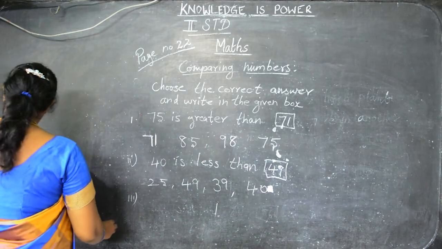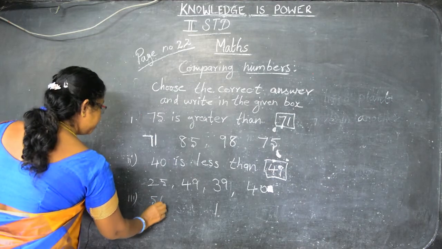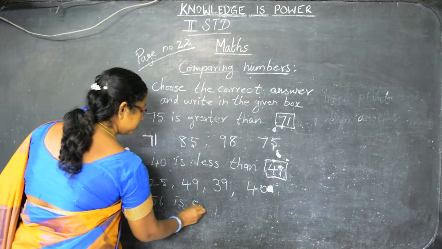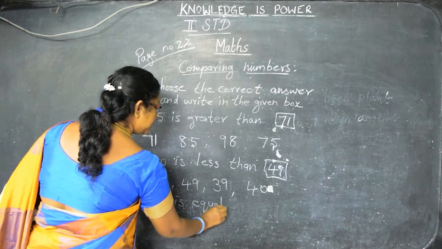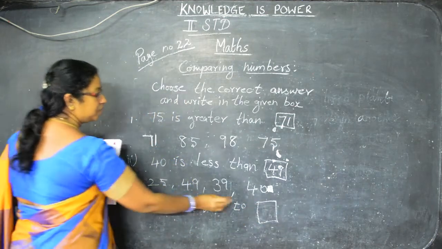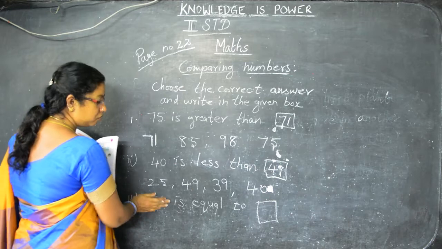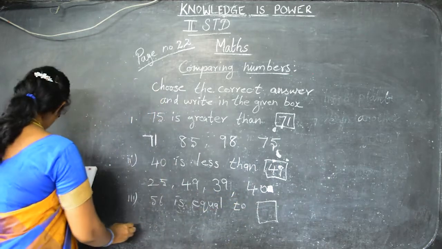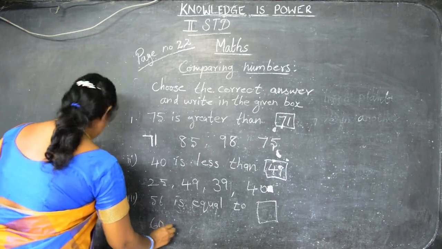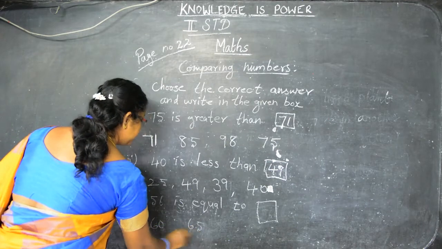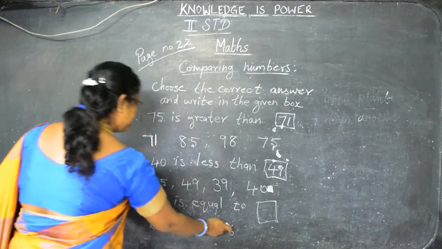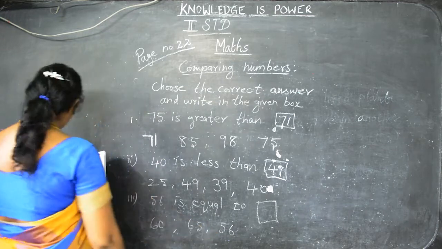Next one. 56. 56 is equal to. Box is given. Equal means same number only will come here. 56 is equal to 56 only. Their option is given. 60, 65, then 56. I told you same number, no? See here. 56, 56, same number came here.